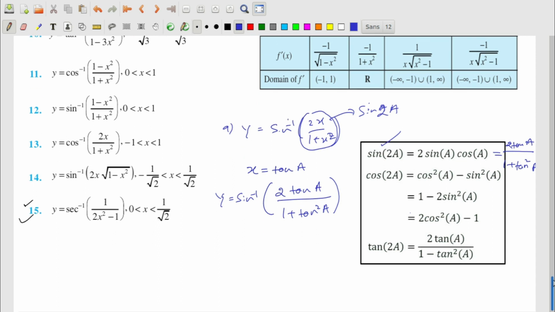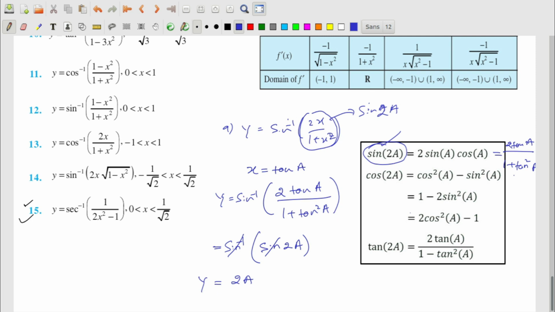So here this sine inverse will remain as it is, and 2 tan a divided by 1 plus tan square a can be written as sine of 2a. In the next step, we can just cancel out these two, and you are left with 2 times a. So this is my y, 2 times a.